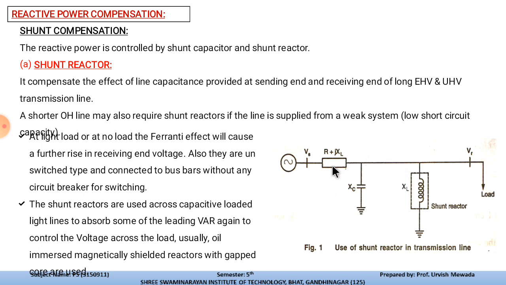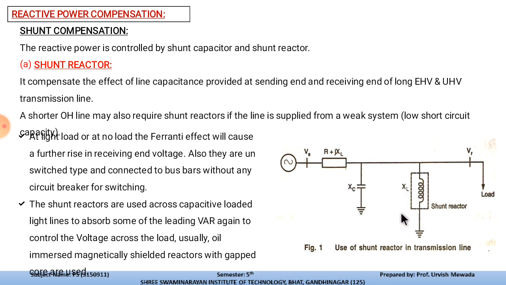A shorter overhead line may also require the shunt reactor if the line is supplied from a weak system or low short circuit capacity. So whenever this type of arrangement is there, we require the shunt reactor to compensate the power.